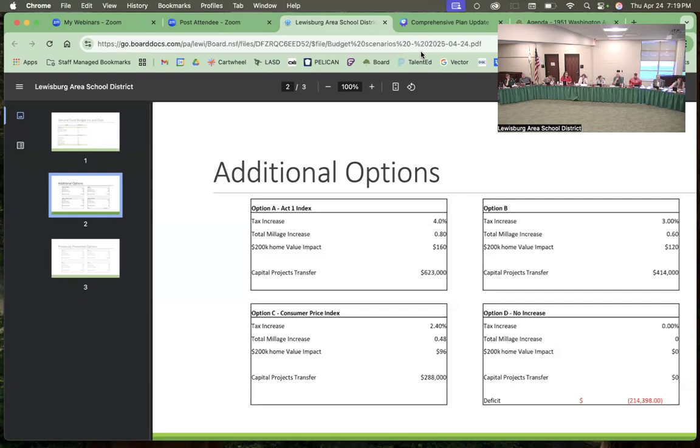I don't like option B. Thank you for presenting that. If it's 214,000, that's it, obviously.